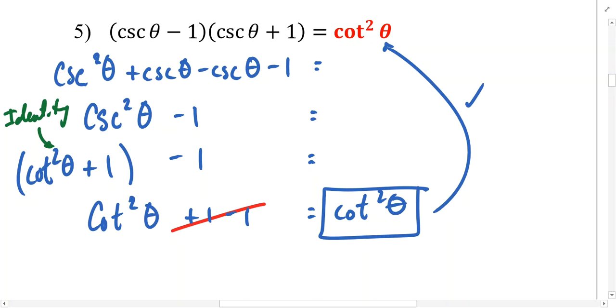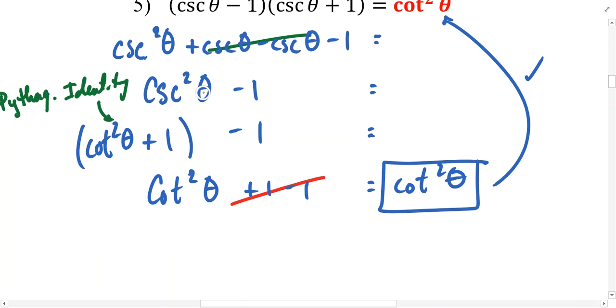For number 5, we've got a similar approach. I've got a product of two binomials that I would argue need to be FOILed together. In doing so, the first products give us cosecant squared. The outside and the inside products are cosecant and negative cosecant that cancel each other out. And with those middle terms gone, we're left with cosecant squared minus 1.